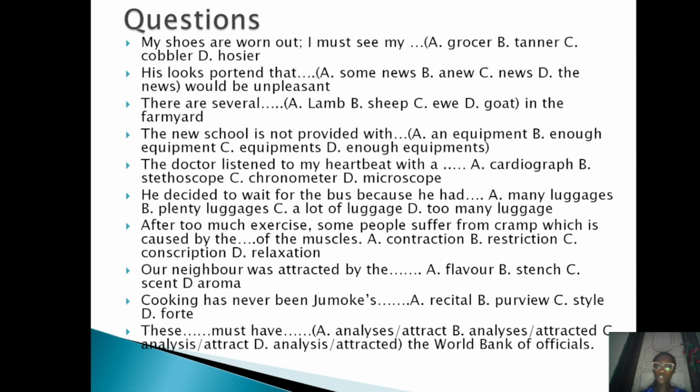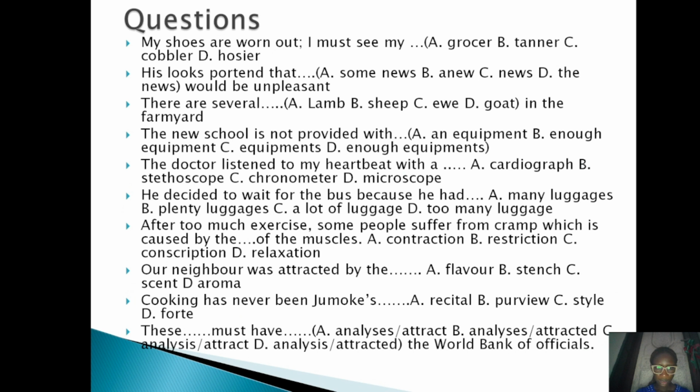After too much exercise, some people suffer from cramp, which is caused by the dash of the muscles. A, contraction. B, restriction. C, conscription. D, relaxation. The correct option here is A, muscles contract.